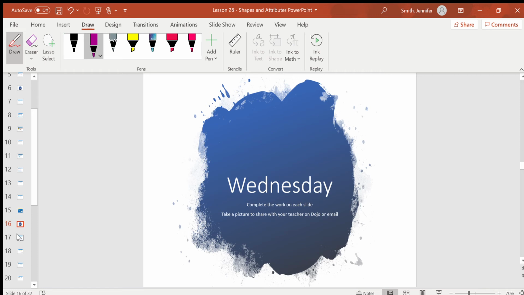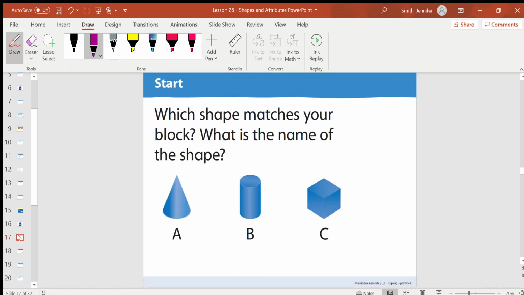Today we will be working on three-dimensional shapes. So I want to know, what is the name of each of these shapes? What is the name of shape A? That's right, shape A is a cone. What is the name of shape B? That's right, shape B is a cylinder. And finally, what is the name of shape C? Shape C is a cube.